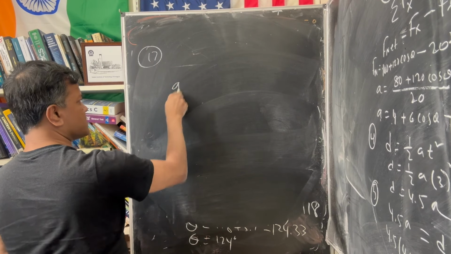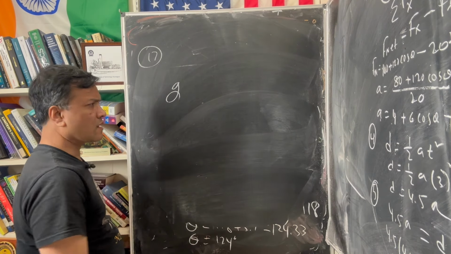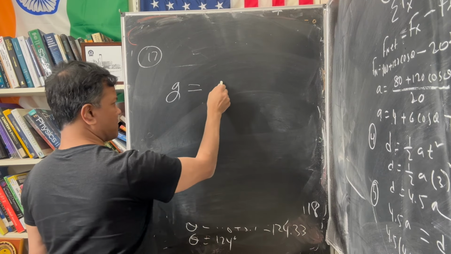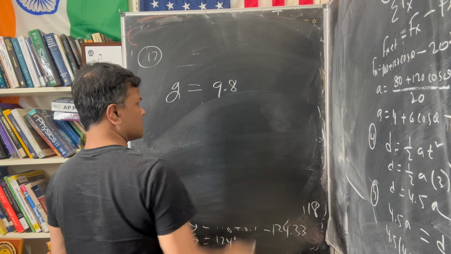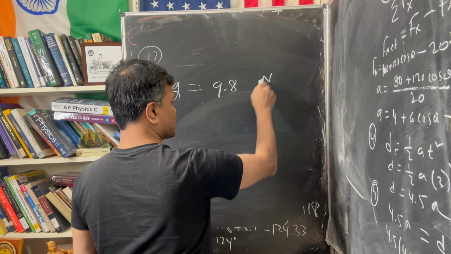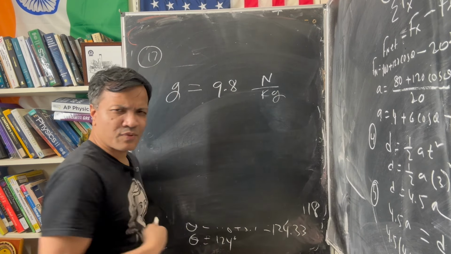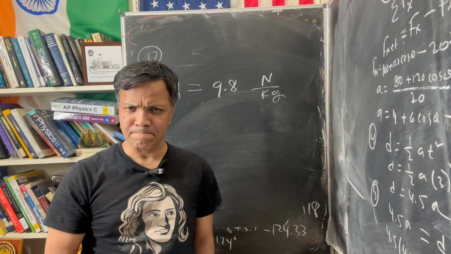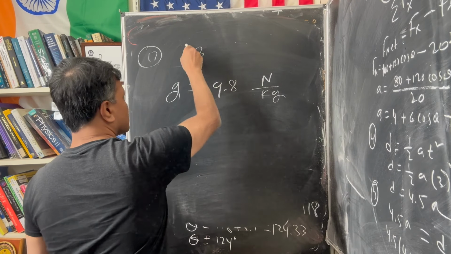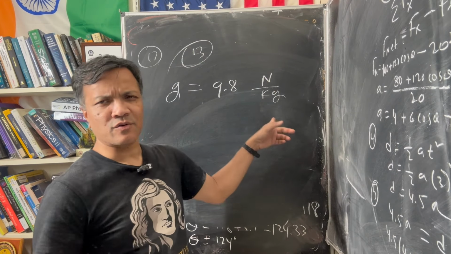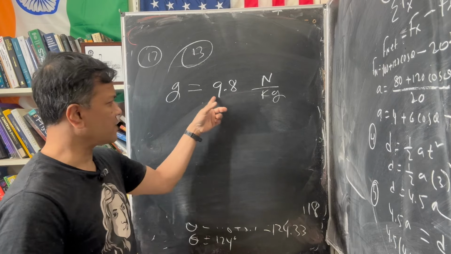All right, so this is the gravitational field. The magnitude of the gravitational field is 9.8, and the SI unit for gravitational field is Newton over kilogram. I proved it before, so I'm not going to prove it again. Check problem 13. I show you the proof of where Newton over kilogram comes from and where 9.8 comes from.